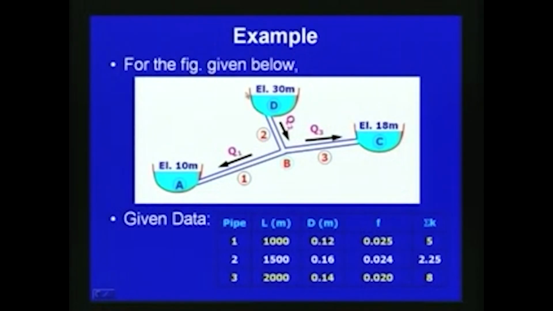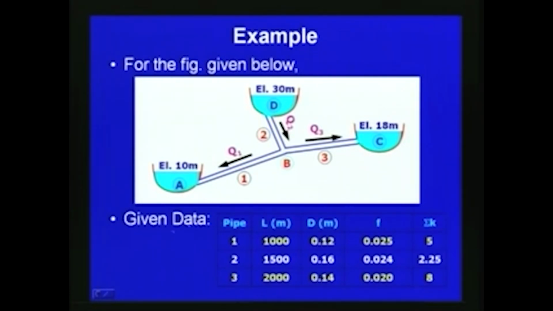Now we will discuss an example. The example problem is for the figure given below. Here 3 reservoirs are there. At A the elevation is 10 meter, that means the piezometric head is 10 meter, and the other elevations are 30 meter and 18 meter. These 3 reservoirs are connected using 3 pipes, and there is a junction at B. Pipe 1 is between B and A, pipe 2 is between B and D, and pipe 3 is between B and C.